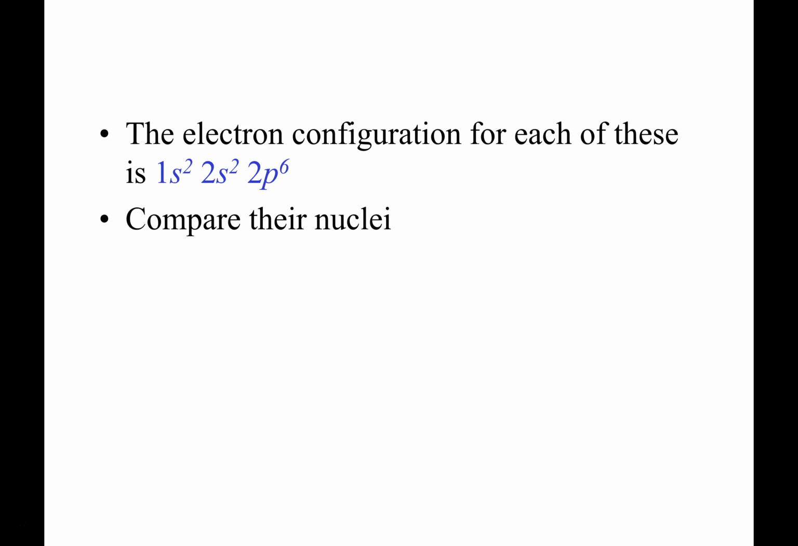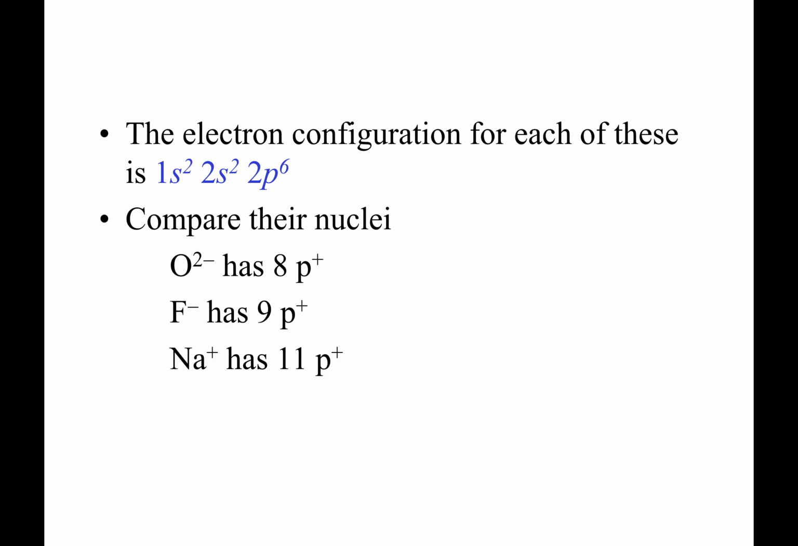But if we kind of evaluate it, in the nucleus of the oxide anion, the O2 minus, it has 8 protons because it's atomic number 8. Fluorine has 9 protons, atomic number 9. Sodium has 11 protons, atomic number 11. Magnesium has 12 protons, atomic number 12.